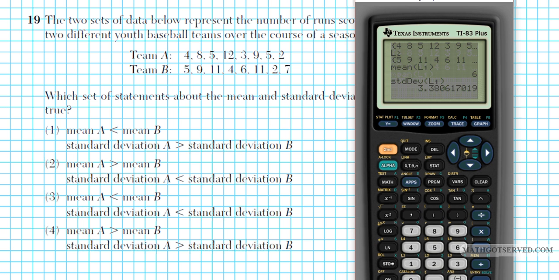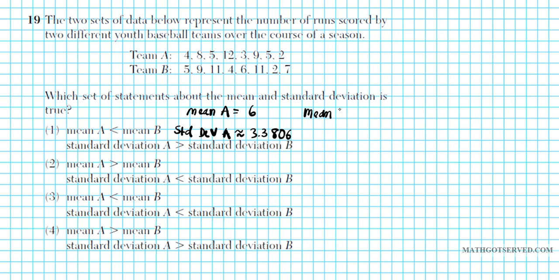So let's go ahead and write it down. So mean for A is 6. And then standard deviation for A is approximately 3.3806. We're going to do the same for B, and then we're going to compare them. We're going to see which one is bigger, because in this problem we're not just looking for the standard deviation and mean, we're actually doing some comparison with the results that we get.